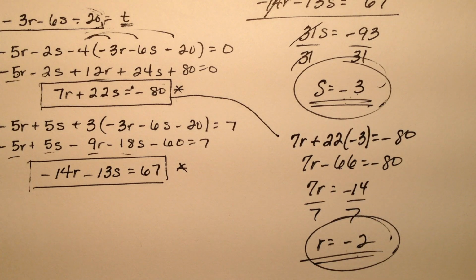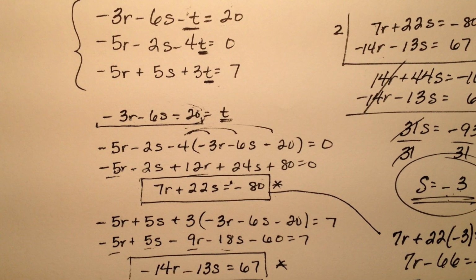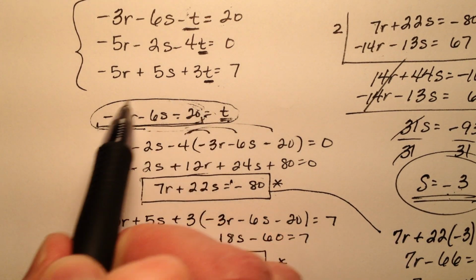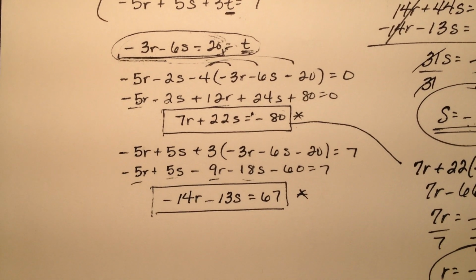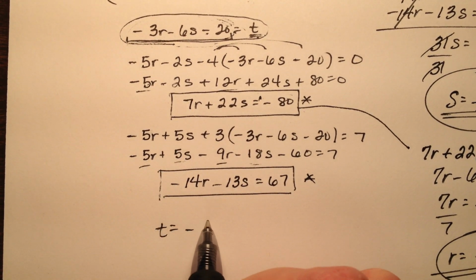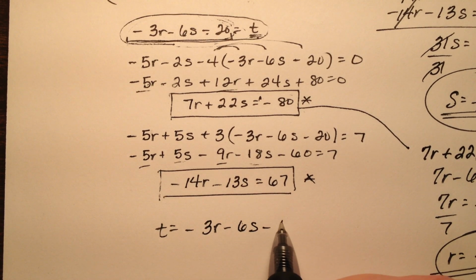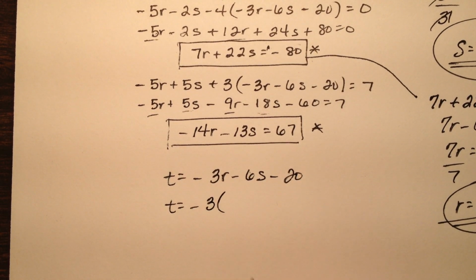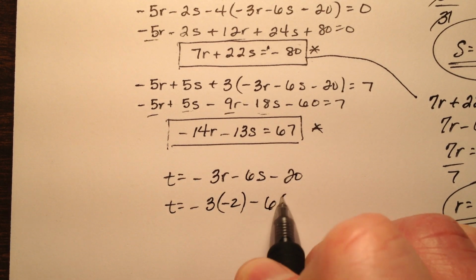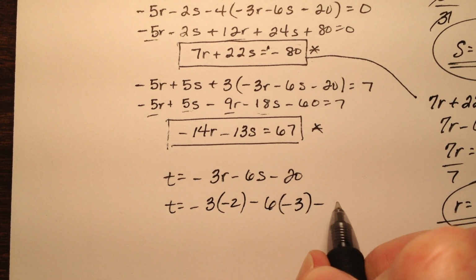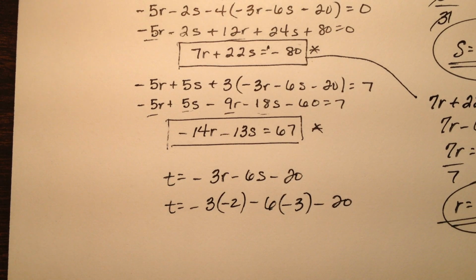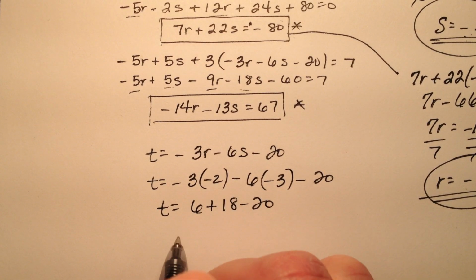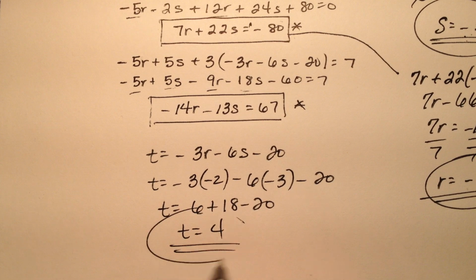So where should we plug these in to find the value of t? Well, we've already done the work here, and we know that we have an equivalent expression for t. T equals this expression right here that we were plugging in earlier. So let's say then t equals -3r minus 6s minus 20. So t equals -3 times my r value, which is -2, minus 6 times my s value, which is -3, and then minus 20. So t equals 6 plus 18 minus 20. So it looks like t equals 4.